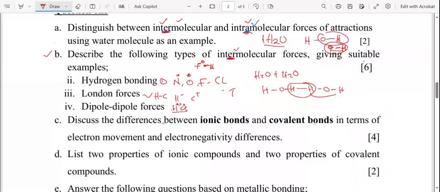Then to discuss the difference between ionic bonds and covalent bonds in terms of electron movement and electronegativity differences.